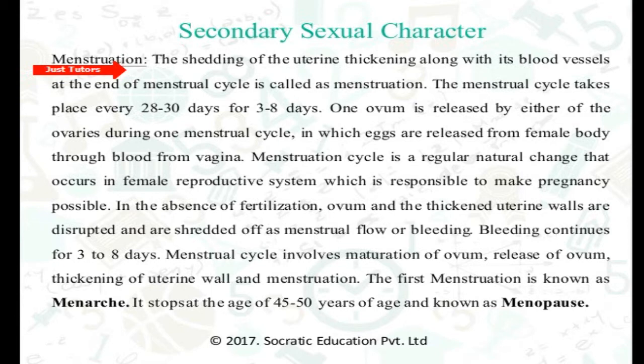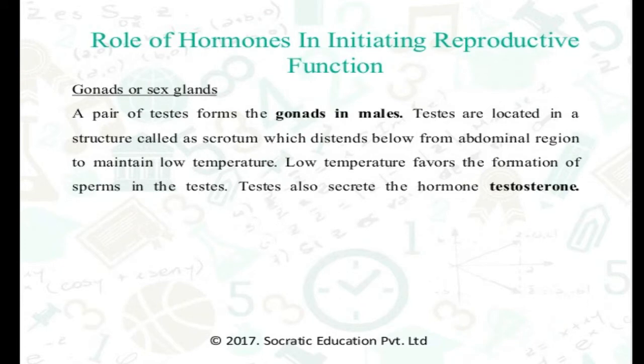The cycle is a regular natural change that occurs in the female reproductive system, which is responsible for making pregnancy possible. In the absence of fertilization, the ovum and the thickened uterine walls are disrupted and shed off. That continues for 3 to 8 days. The menstrual cycle involves maturation of ovum, release of ovum, thickening of uterine wall, and menstruation. The first menstruation is known as menarche, whereas when it stops at the age of 45 to 50, it is known as menopause.